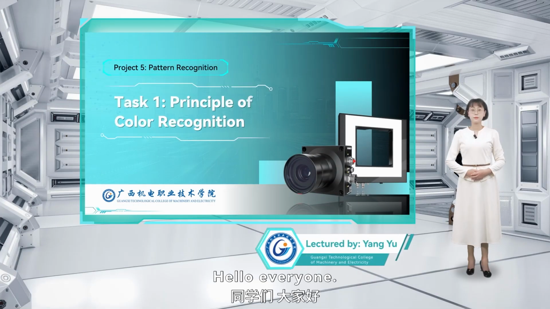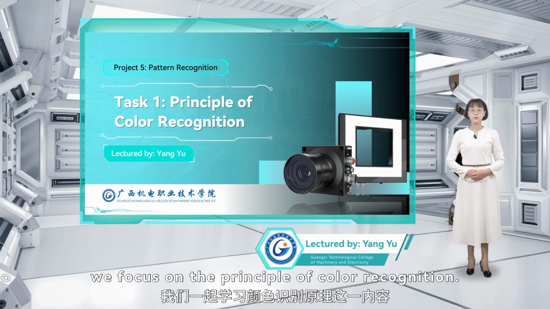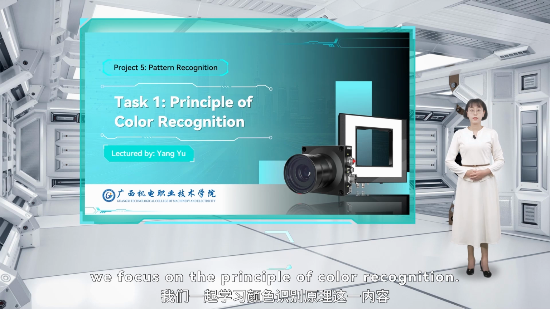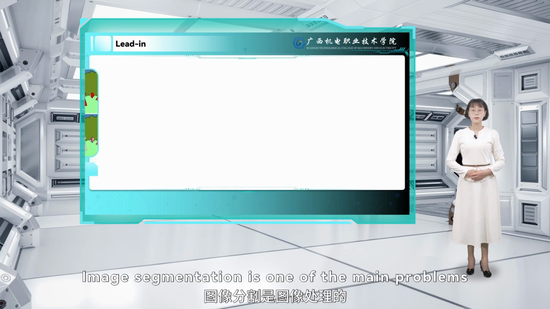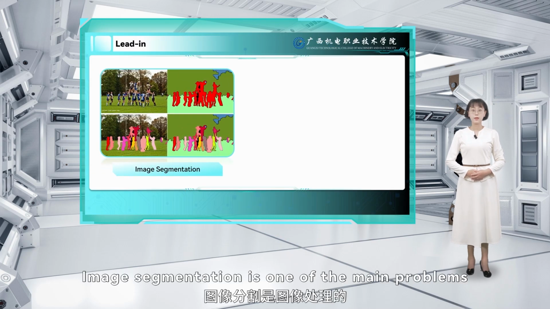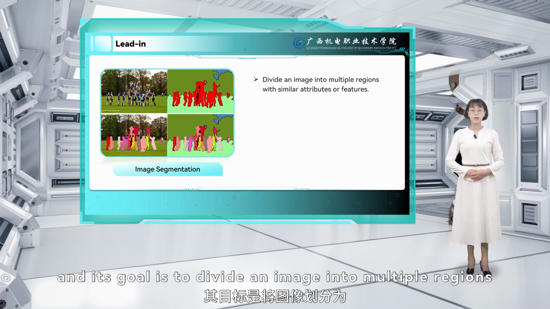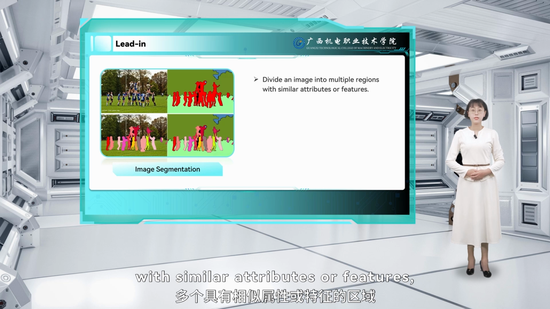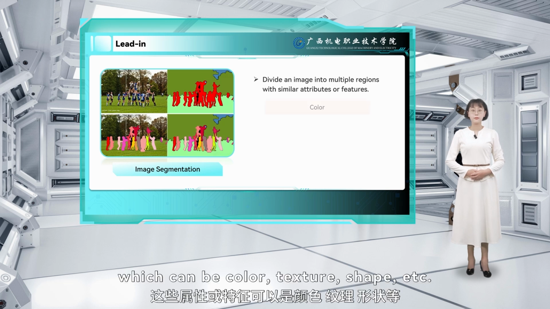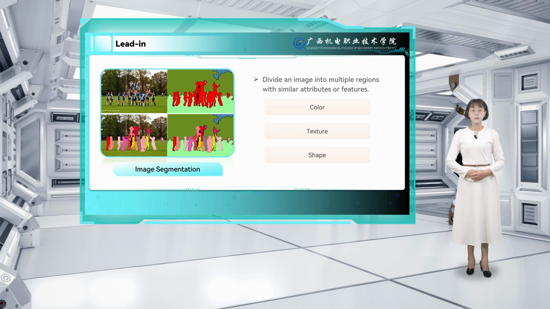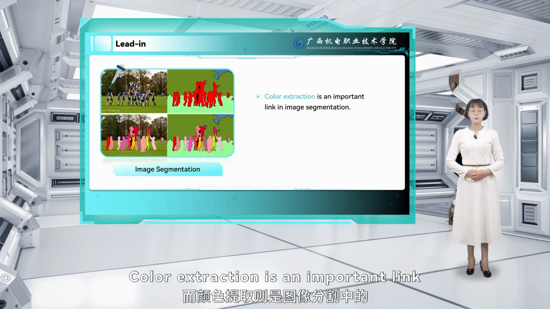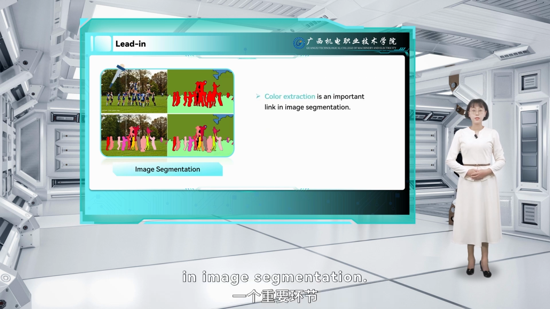Hello, everyone. In this lesson, we focus on the principle of color recognition. Image segmentation is one of the main problems in image processing, and its goal is to divide an image into multiple regions with similar attributes or features, which can be color, texture, shape, etc. Color extraction is an important link in image segmentation.